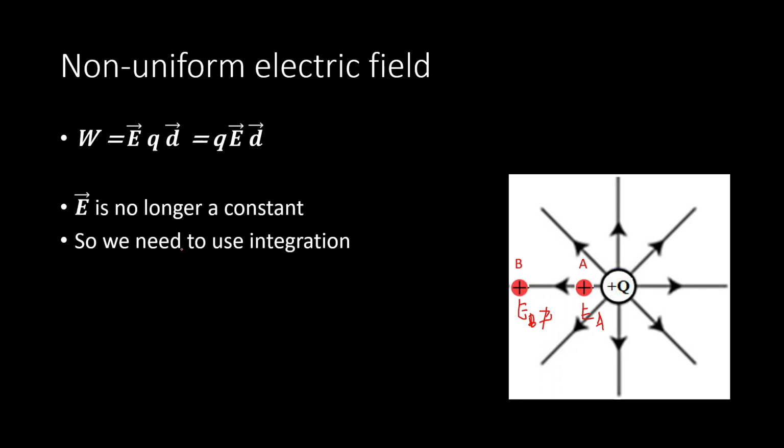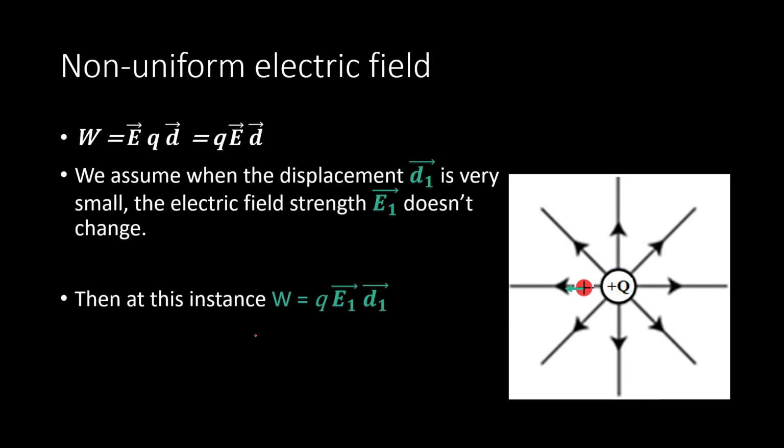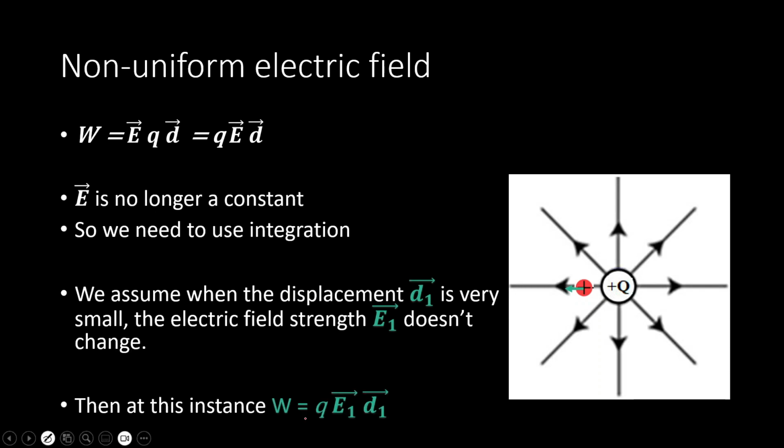So E is no longer a constant, so we need to use integration. We assume when the displacement D1 is very small, the electric field strength E1 doesn't change. So we assume when this positive charge moves a small amount of distance, this doesn't really change the electric field strength. Okay, which means that we can still use our previous formula to calculate the work done. In this case, the work done is W is equal to Q times E1 times D1.